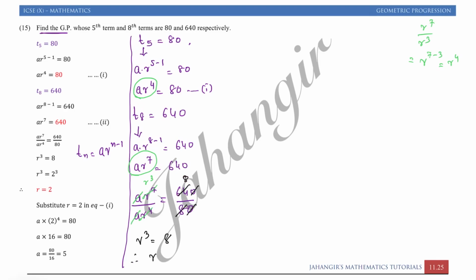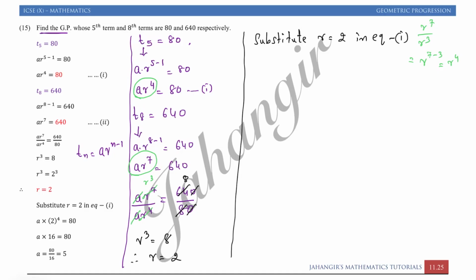So therefore r value is 2. Now we will substitute r is equal to 2 in equation 1. So a into r raised to 4 is equal to 80. We will just substitute a into 2 raised to 4 equal to 80. A into 16 is equal to 80. A is equal to 80 by 16, which is 5. So therefore a is 5, r is 2.